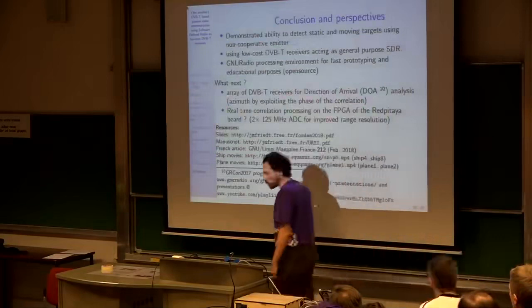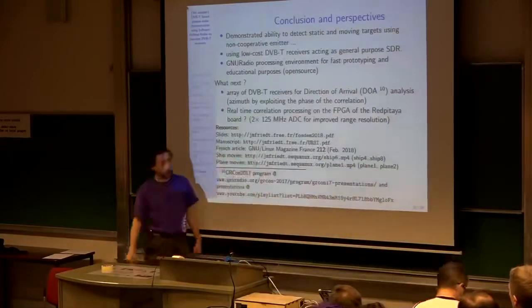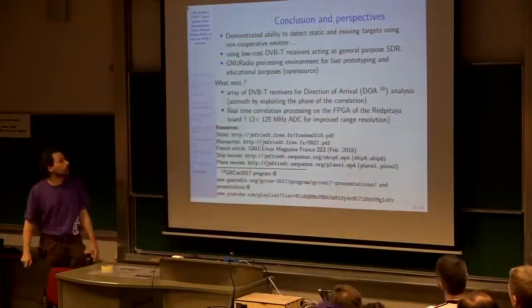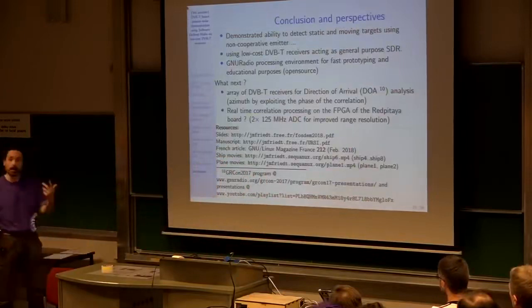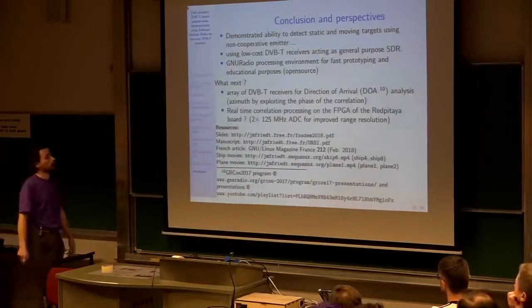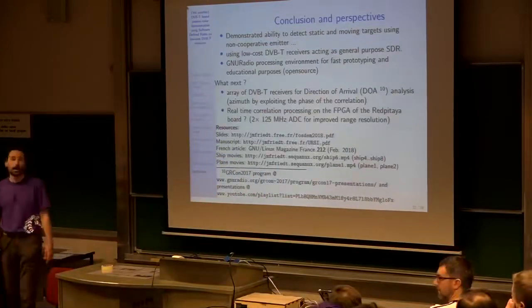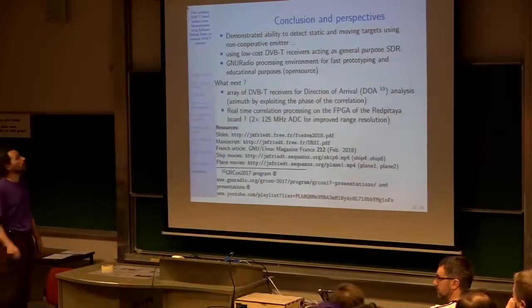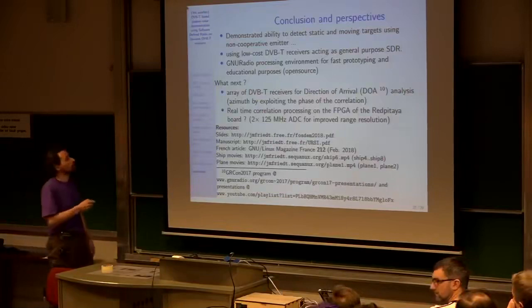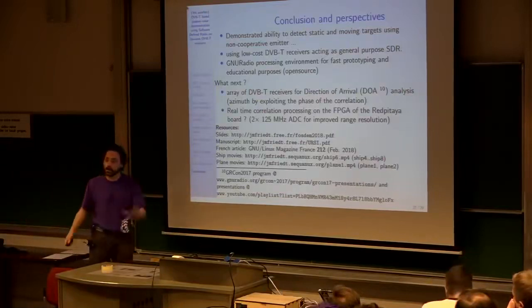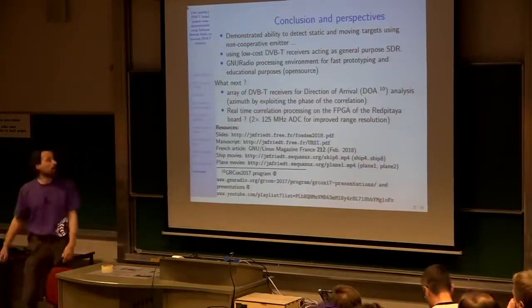So as a conclusion, I believe that we have demonstrated that we can have a good understanding of how to use non-cooperative emitters for passive radar, using very low-cost DVB-T receivers as general-purpose SDR. GNU Radio is used to collect the data. All processing is done offline using Octave.